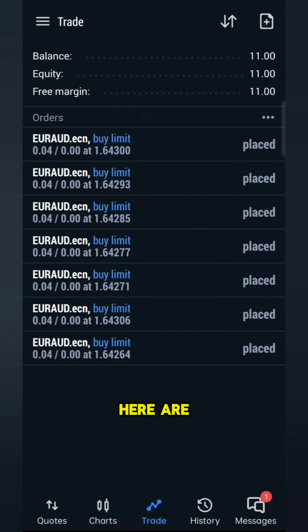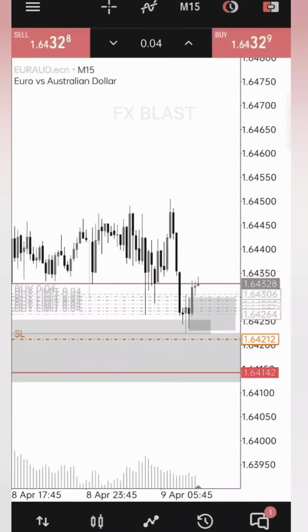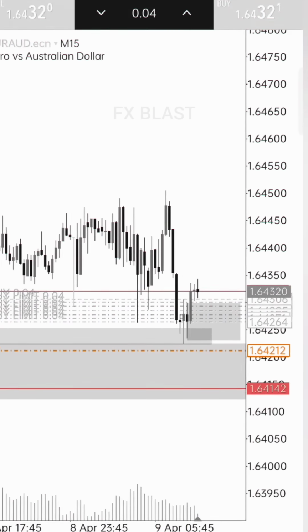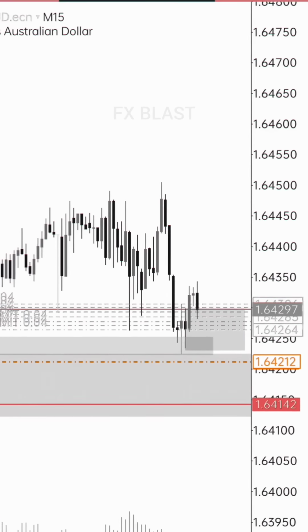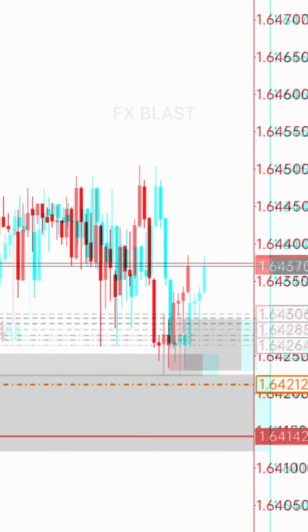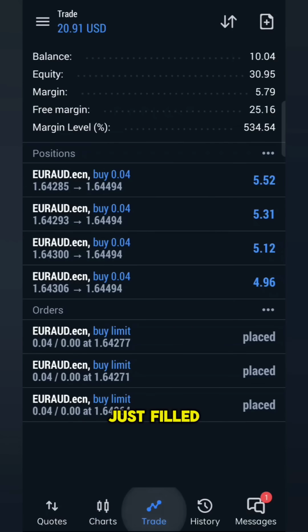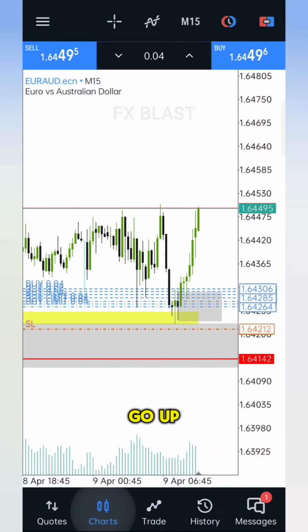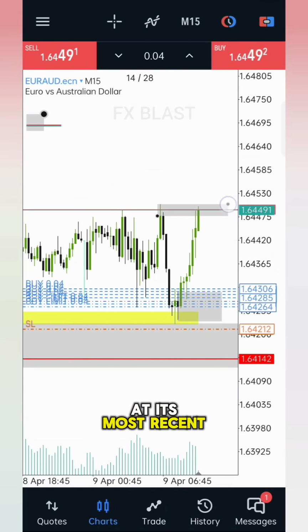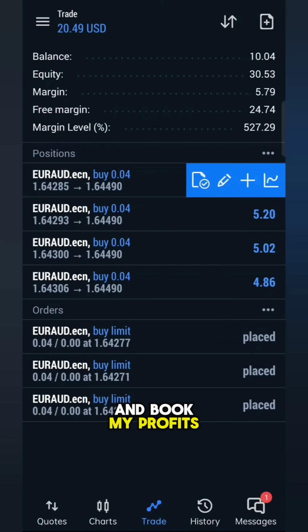As you can see, here are all of my limit buy orders. Let's see what happened next. A few moments later. So, as you can see, the price has just filled some of my limit orders, then begun to go up, and now it is in my profit target area. The price is currently at its most recent higher high. So now, I'm going to close all of my open orders, and book my profits.